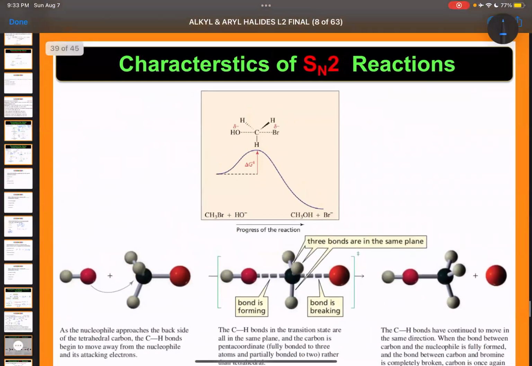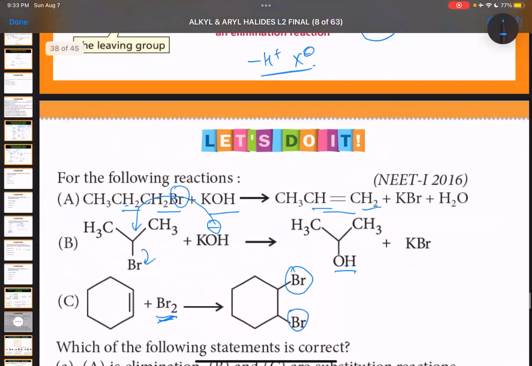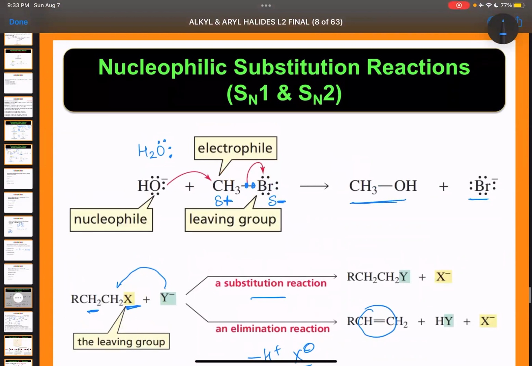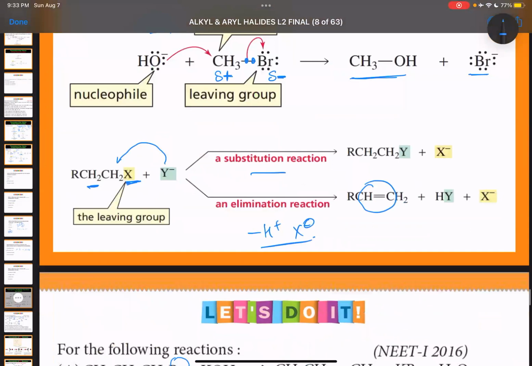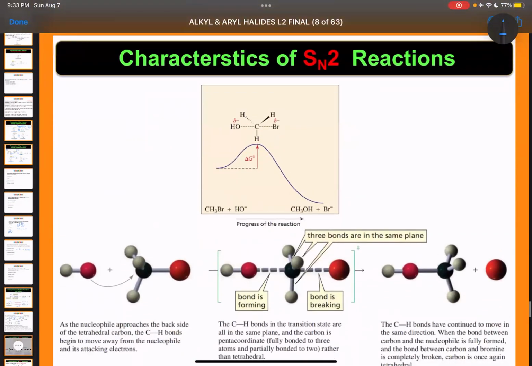Now we will discuss first the substitution reaction, and there are two mechanisms. The names are also written over here. First we will discuss the SN2 mechanism. Can you tell me what you mean by the term SN2? Does it hold any significance for us? What is the full form of SN2?